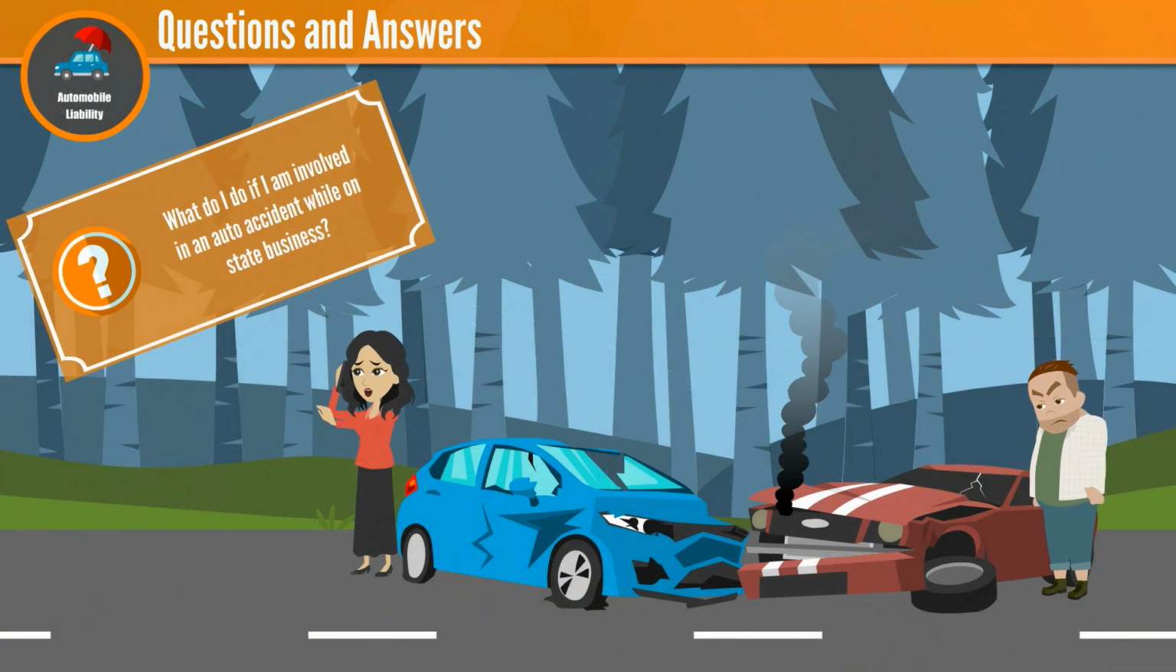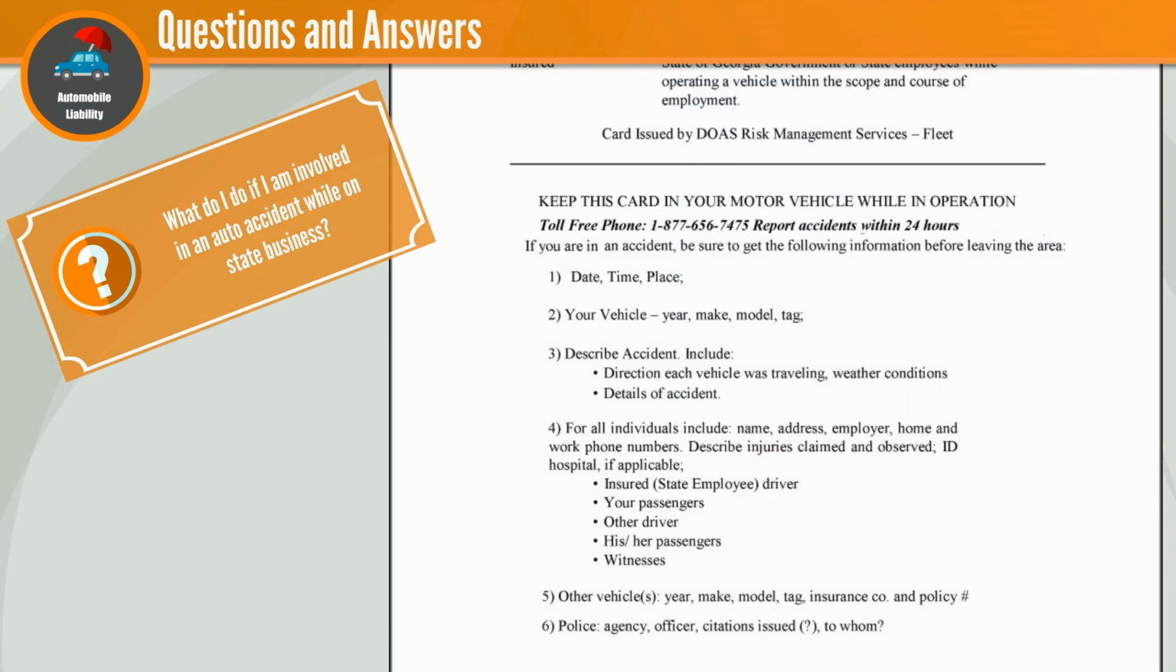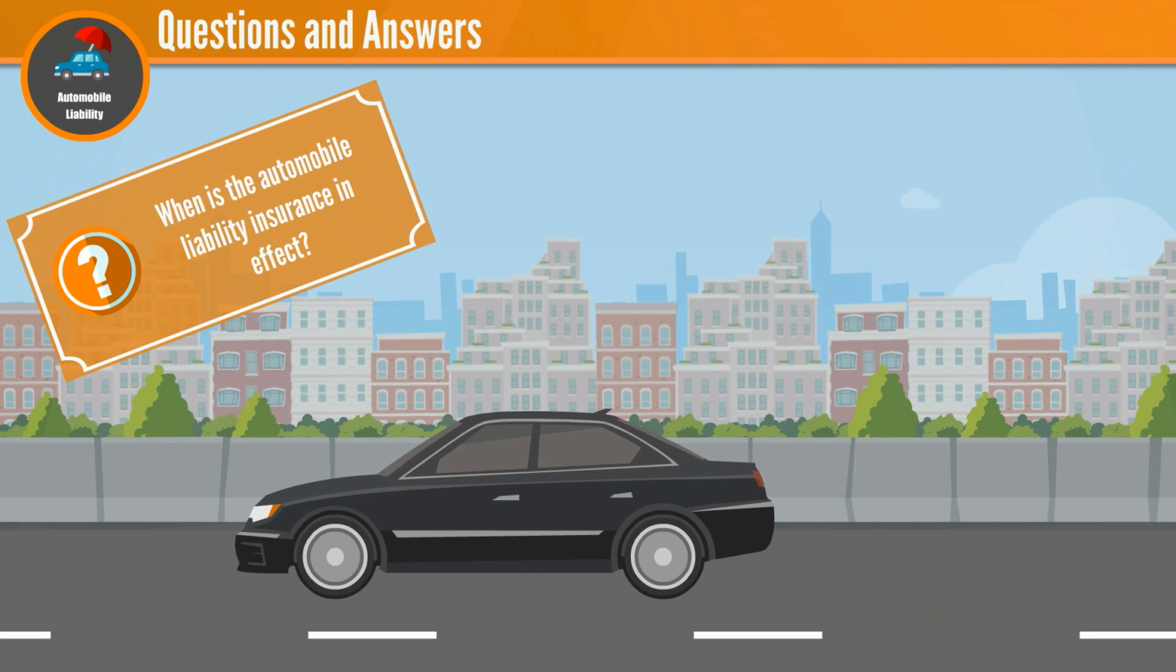What do I do if I'm involved in an auto accident while on state business? If you're involved in an accident, you will call the number on the card within 24 hours. You will collect the listed information on the card and provide it when you make the call. When is the automobile liability insurance in effect? This insurance is in effect when you are performing job duties for the state.